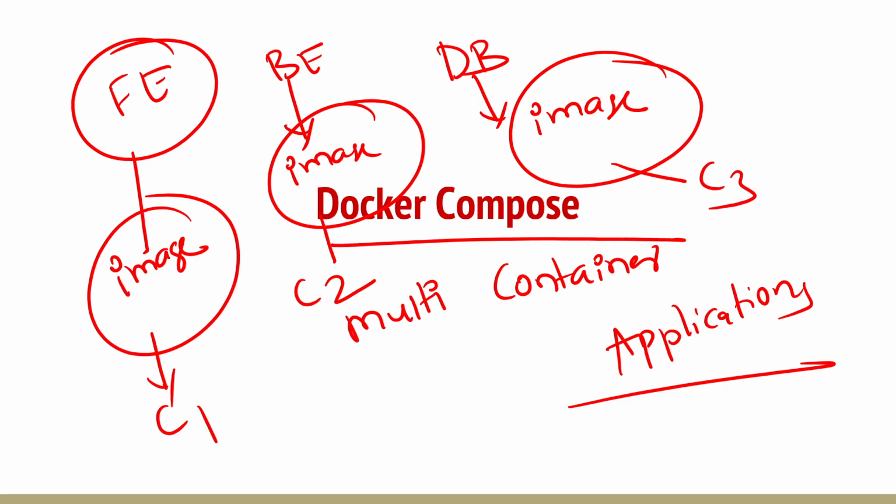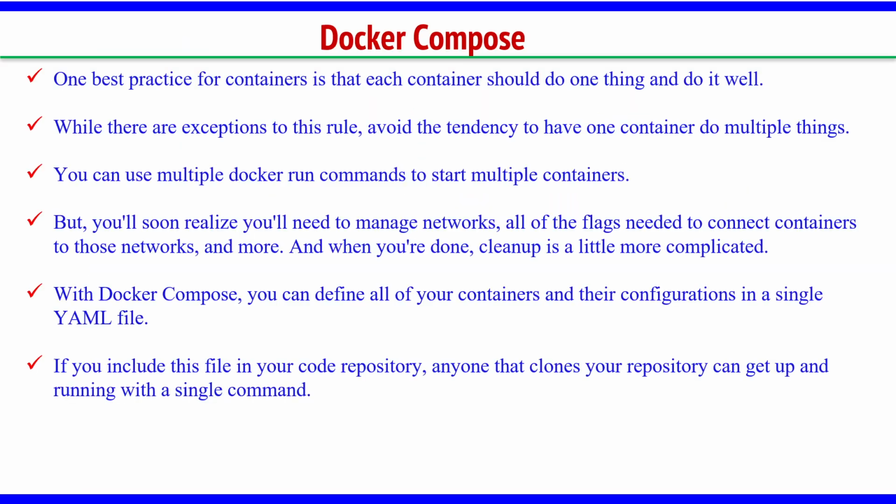Or we can say it is like batch processing: a batch of images or a batch of containers I am creating with a single command. That is Docker Compose. A simple concept. Let's understand what Docker Compose is. One best practice for containers is that each container should do one thing. It's a standard rule. While there are exceptions to this rule, avoid the tendency to have one container do multiple things. We should make sure that each container does only one task.